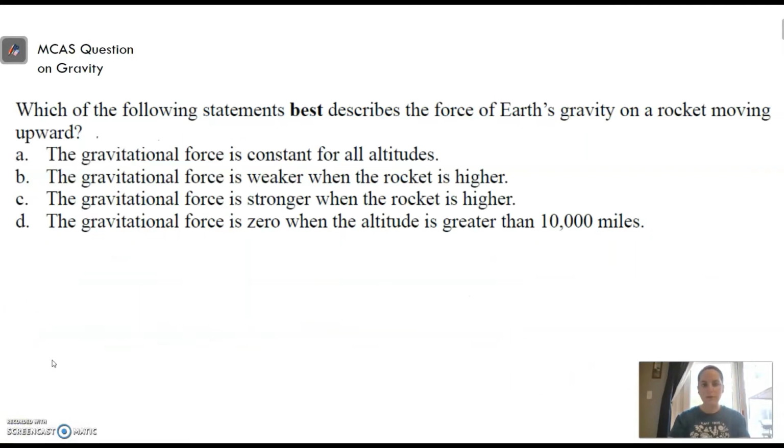So which of the following statements best describes the force of Earth's gravity on a rocket moving upward? The same idea as before with the ships: the further that you get away from the center of that mass, the less strong the force of gravity is going to be. And so as that rocket leaves Earth and gets further and further away, or further into space, the force of gravity is going to be weaker on that rocket as it gets higher.